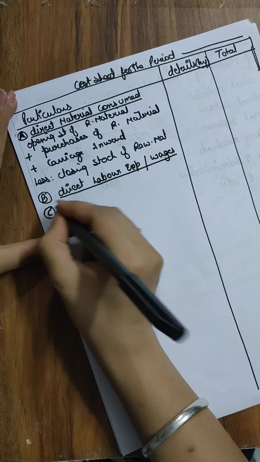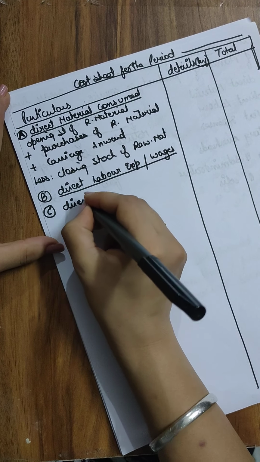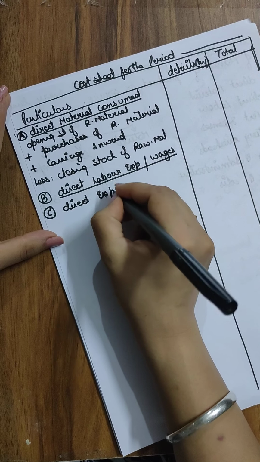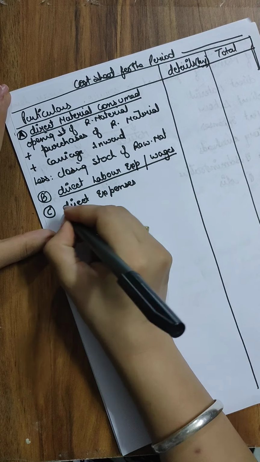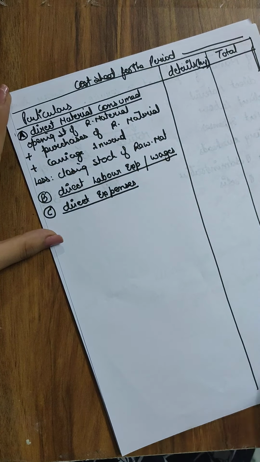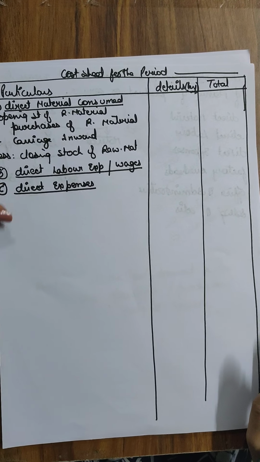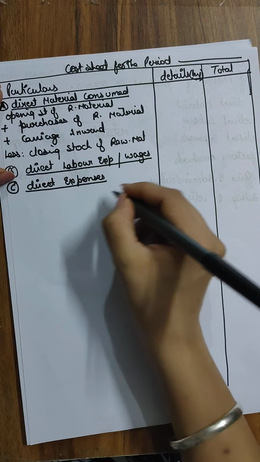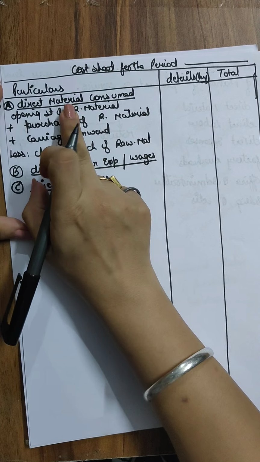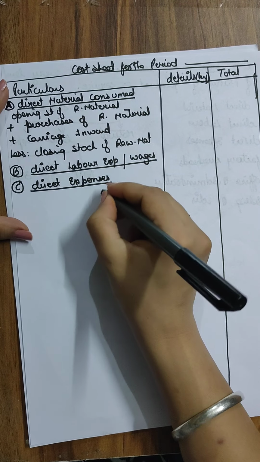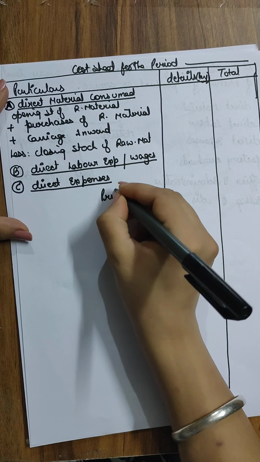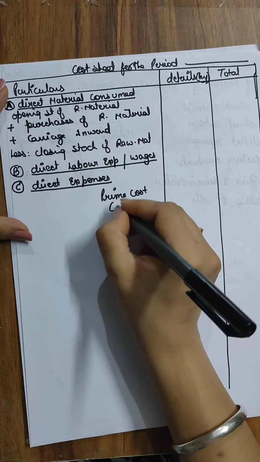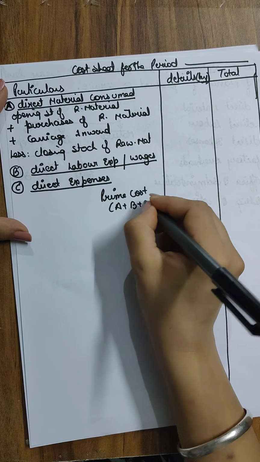And the C part, we are going to write any kind of direct expenses, that is any kind of direct expenses that is related to the manufacturing of the goods, if it is given to us in the question. So what we are going to do, when we add this A, B and C, we get the prime cost. So our prime cost is equal to A plus B plus C.